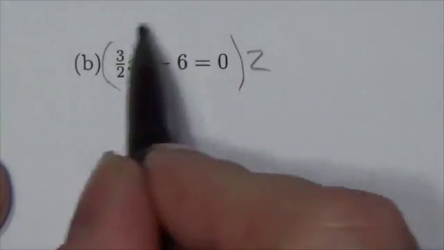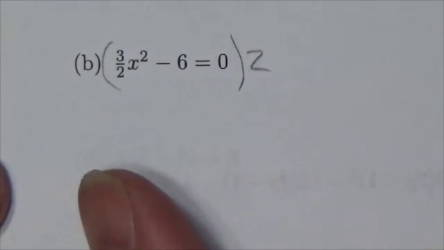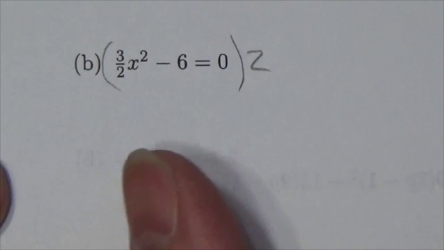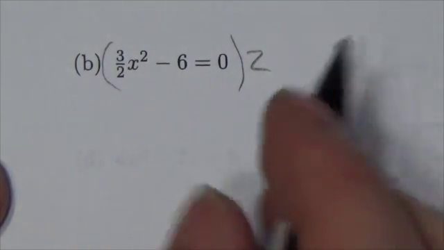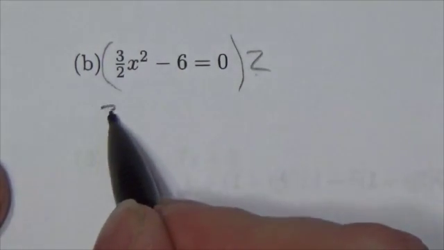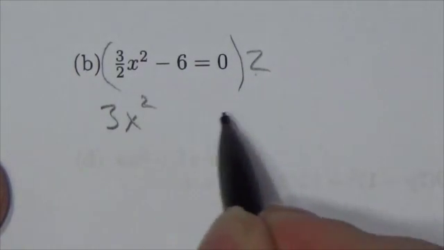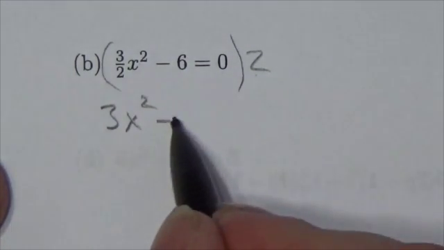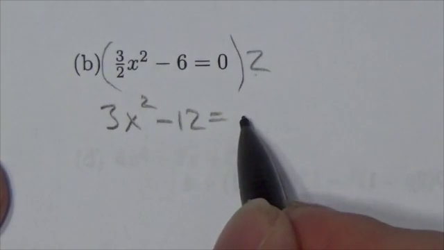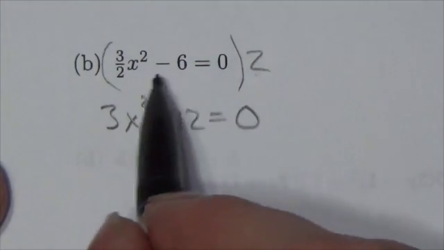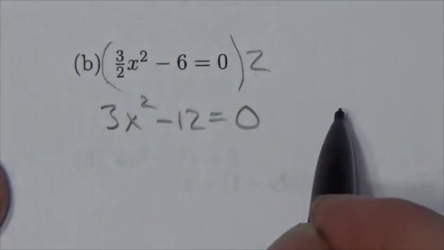So now remember, this 2 gets distributed to everything. In an equation, it has to be distributed to everything or it doesn't work here. So 2 times 3/2 is 3, and then 3x squared. 2 times negative 6 will be negative 12. And then the 2 times the 0, thankfully, is 0. This is why having an equation equal to 0 is so useful.